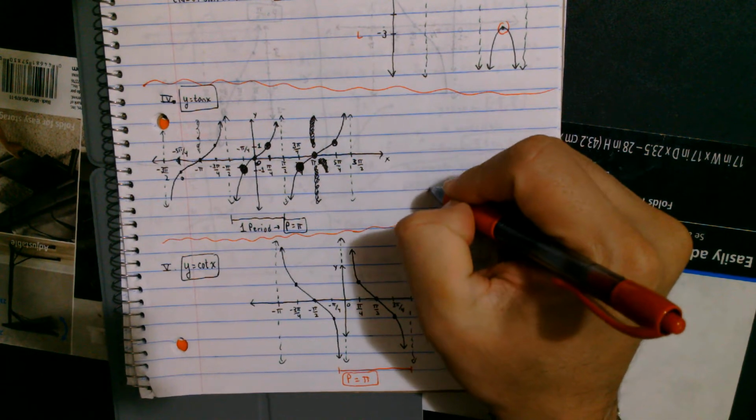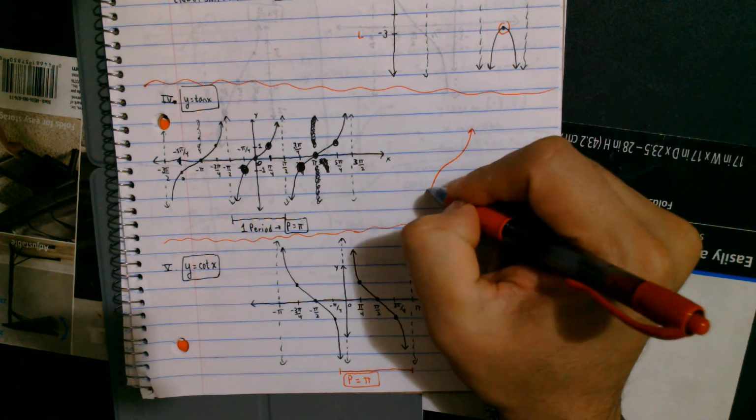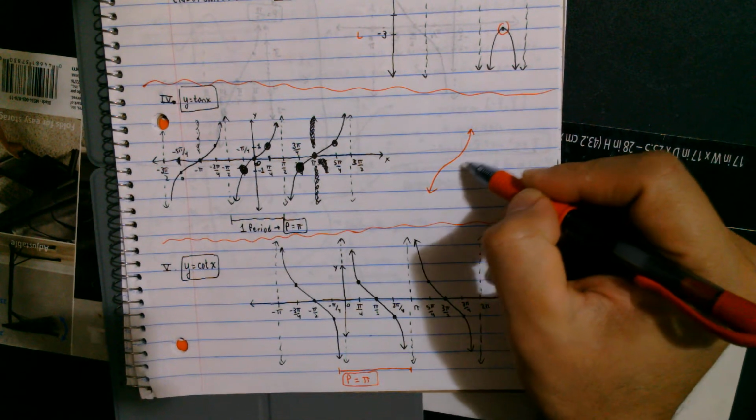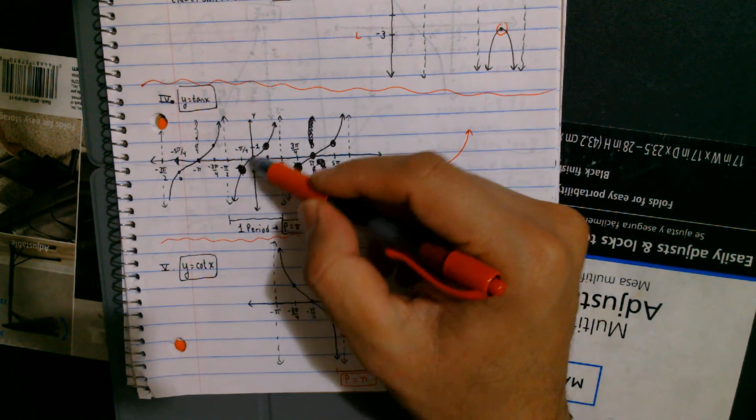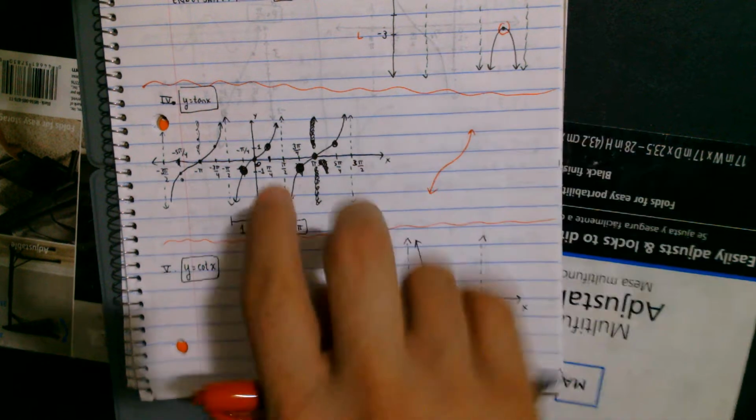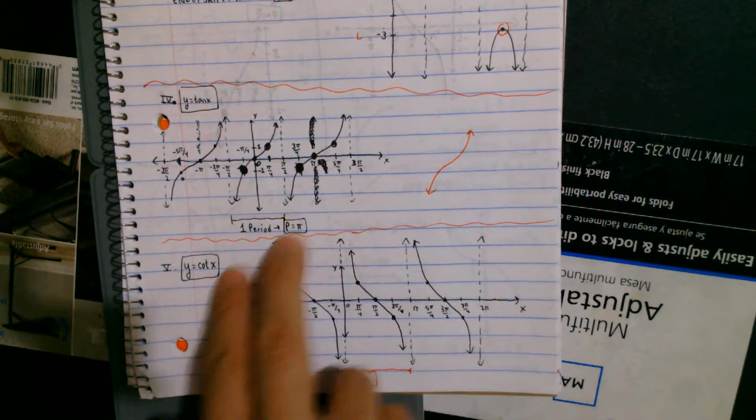So it's kind of like this. It kind of goes like that. That's kind of how tangent works. But it repeats itself over and over and over. So it has a period. So there's no amplitude here.